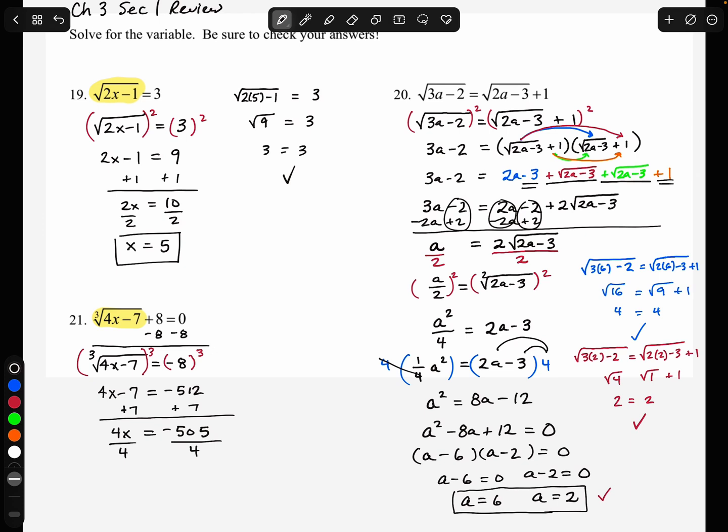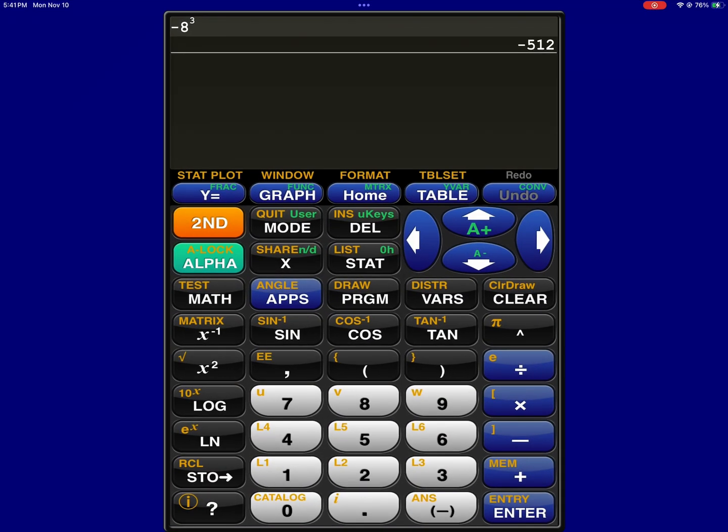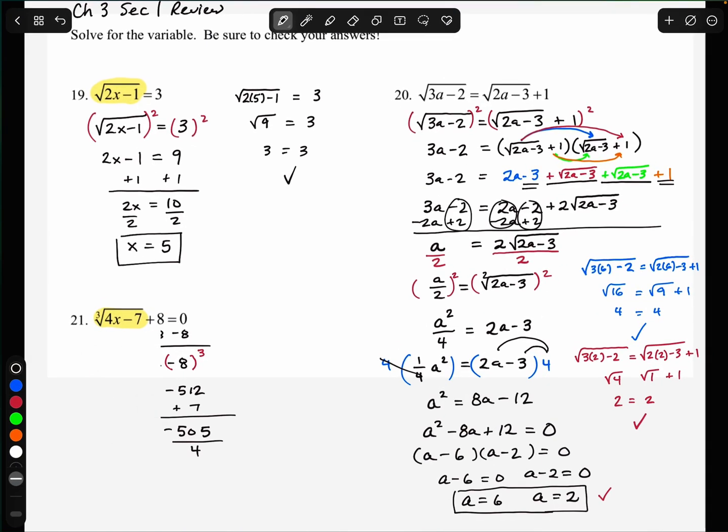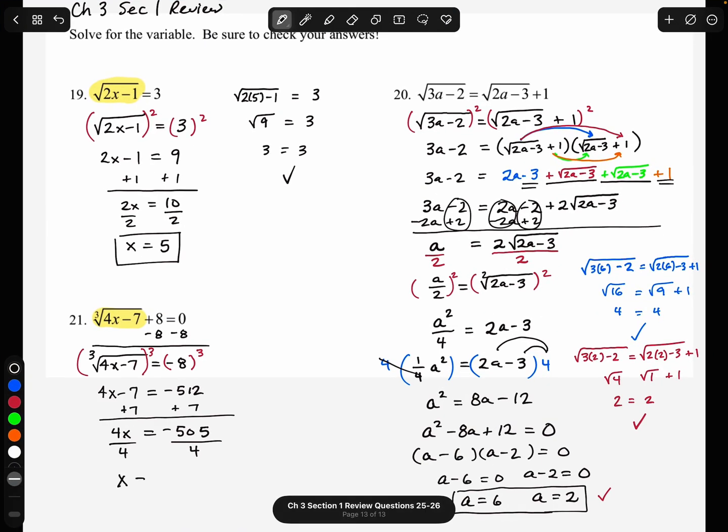All right, so let's see here. 4 goes into 500, that would be 120. Well, I'll just use a calculator because I'm tired and I can't concentrate. So negative 126.25. So x is equal to negative 126.25. And to check it, we could always take it here and throw it back in.